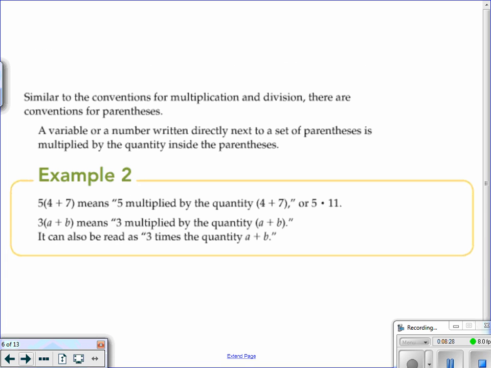Another example here, just talking about some conventions for parentheses here. So 5 multiplied by the quantity, 4 plus 7. And then the second example there is with letters. That means 3 multiplied by the quantity, A plus B. So we're, again, just you still read it the same way with the letters.